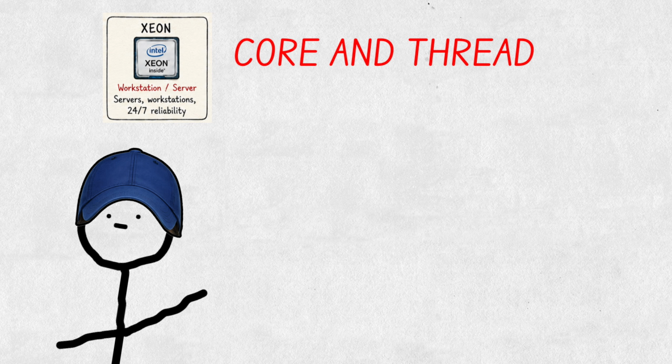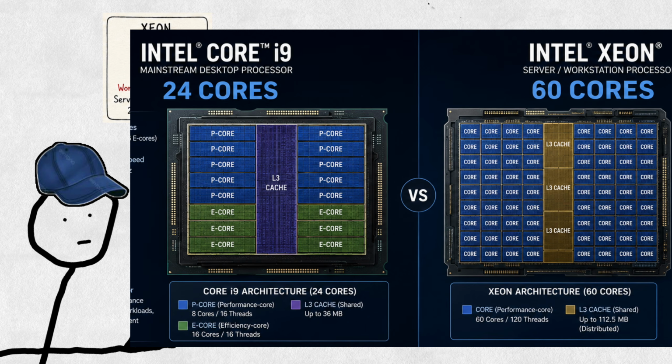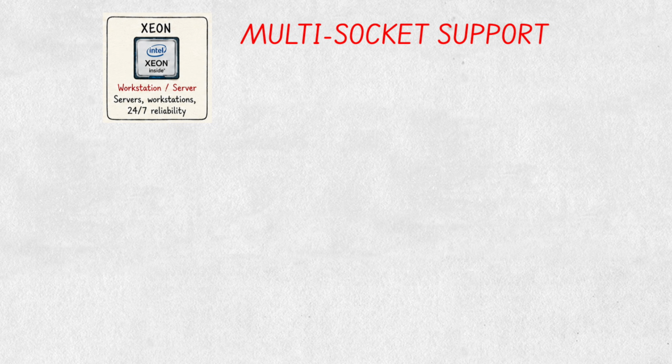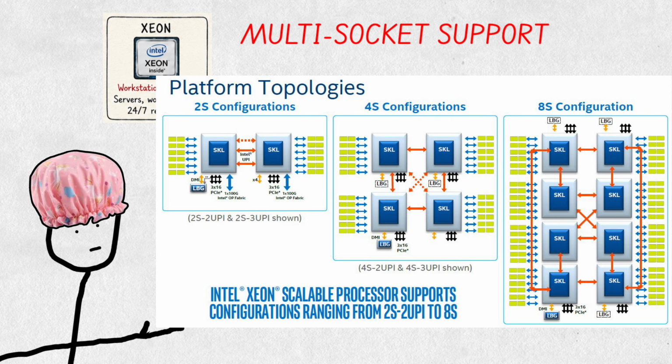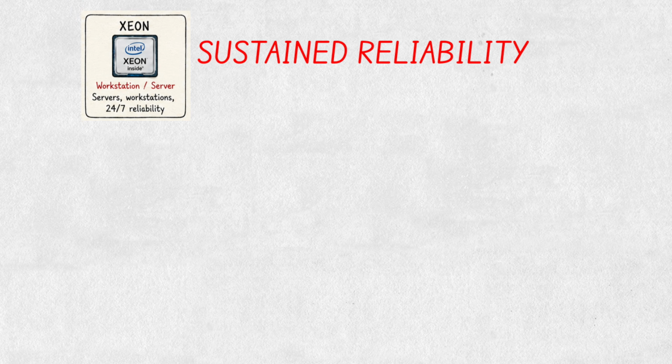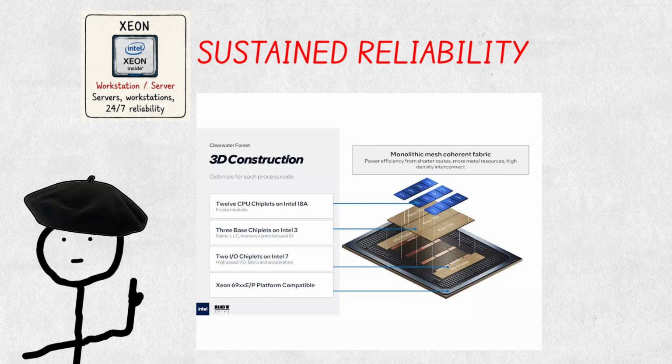Core and thread counts. Xeon processors can scale to core counts that consumer chips don't reach. Higher-end Xeon configurations push into 60 and even higher core counts for massively parallel workloads. Multi-socket support. Server configurations can run two or more Xeon processors on the same motherboard, sharing memory and working together. Consumer Intel platforms don't support this. Sustained reliability. Xeon chips are validated for continuous operation, 24 hours a day, 7 days a week, for years. Consumer chips are tested for typical usage patterns, not constant full-load server operations.